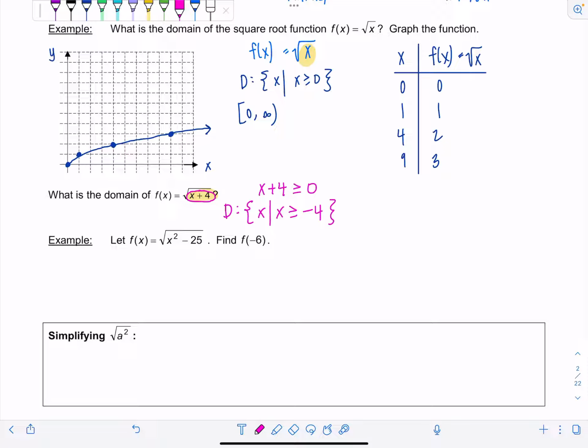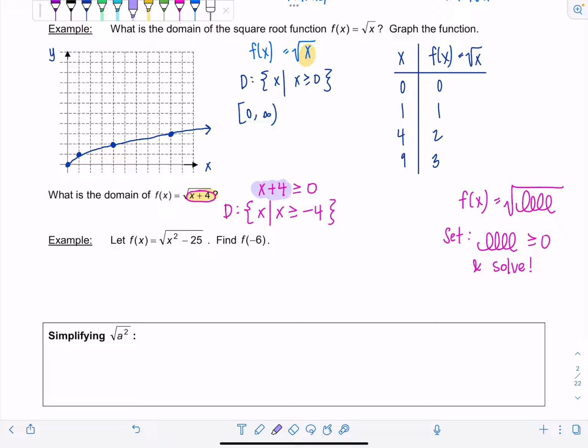So general rule of thumb, if you have f of x equals square root of something, then you set the something greater than or equal to 0 and solve. Now keep in mind, inequalities are trickier to solve than equations a lot of the time, so if it's quadratic or something more spicy, you have to do it carefully. But if you just have a linear expression like x plus 4, it's not too bad.